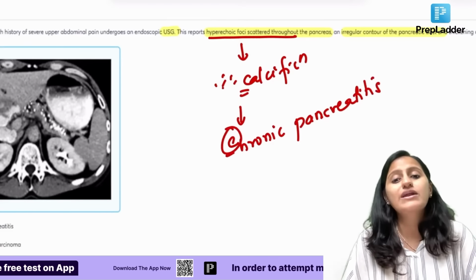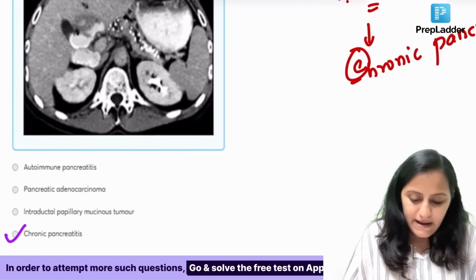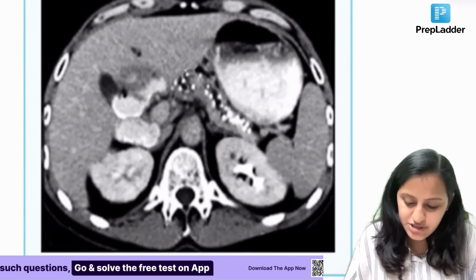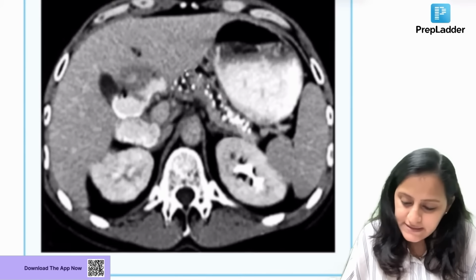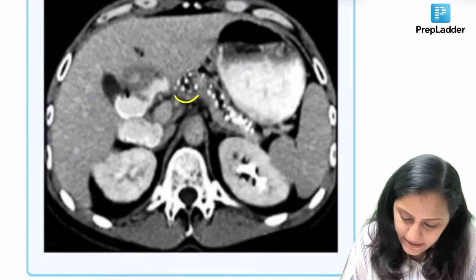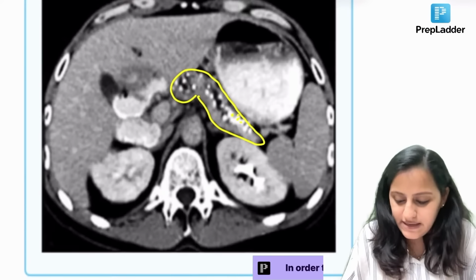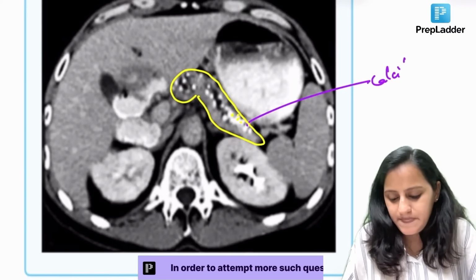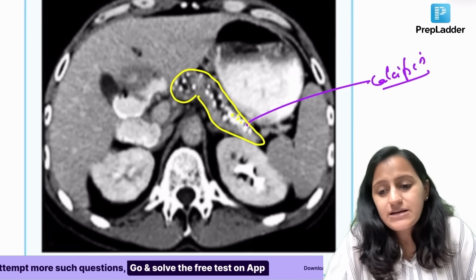Okay, it is chronic pancreatitis. So this is going to be chronic pancreatitis. Look at the CT image here. This is where you are seeing the pancreas. Let me outline the pancreas here. This is where you are seeing the pancreas, and these white areas, they represent the calcification. Is this clear with everyone?